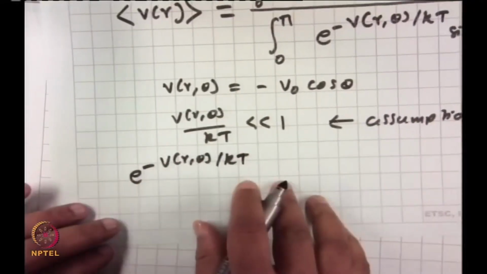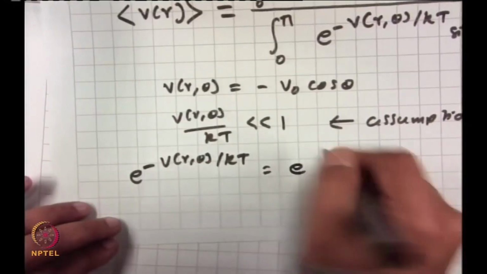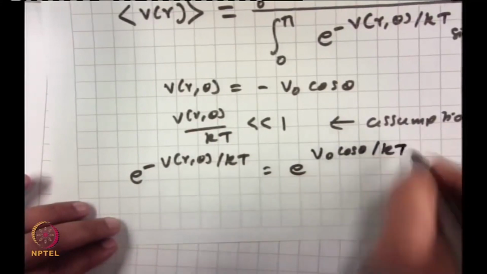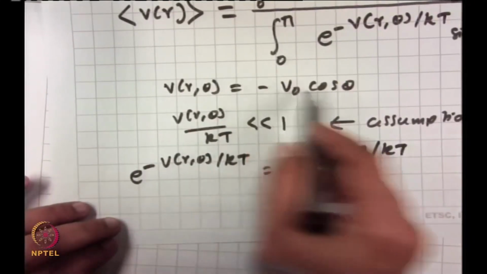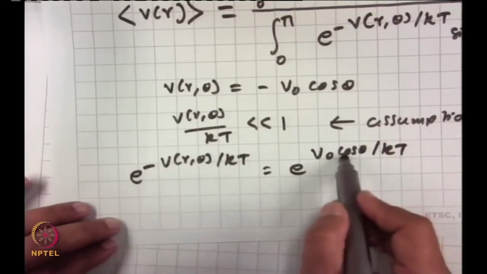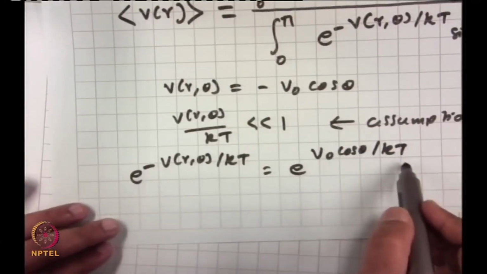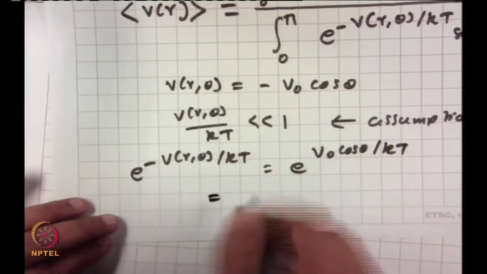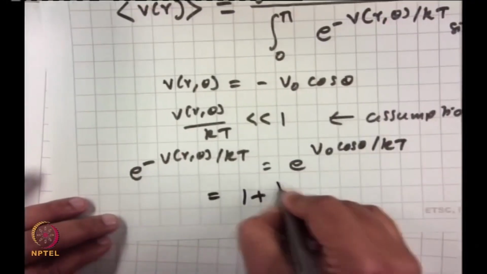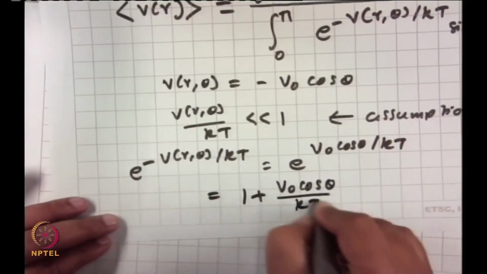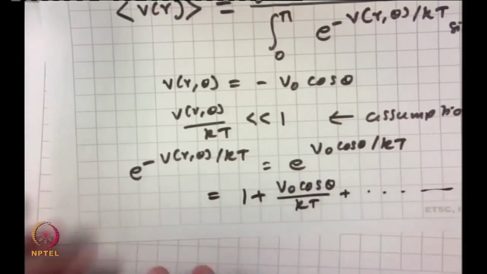So what is this equal to? This is equal to, I can write e to the power V0 cosine of theta over kT, right, because V of r, theta is equal to minus V0 cosine of theta, and I already had a negative sign here, and I know this one is much less than kT. So what I do is, I do a Taylor expansion of e to the power x. If I do a Taylor expansion of e to the power x, what do I get? I get 1 plus V0 cosine of theta over kT and so on.